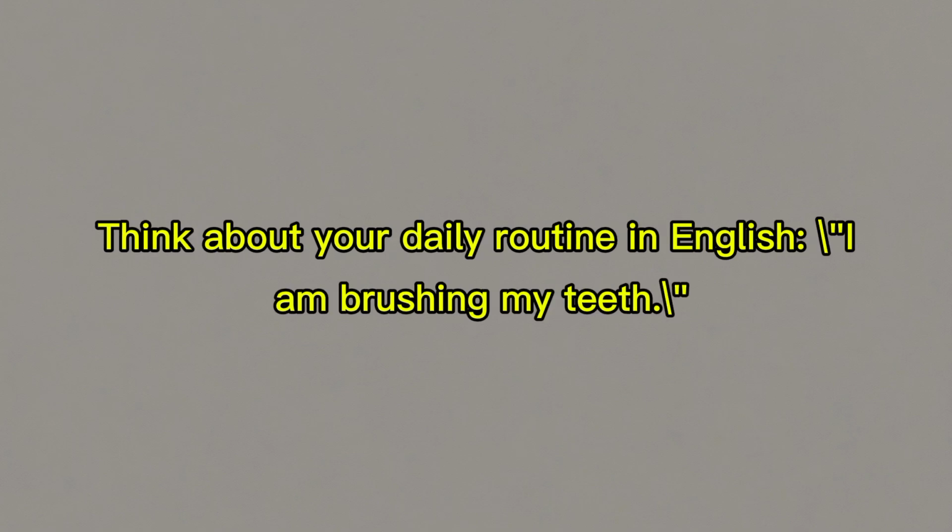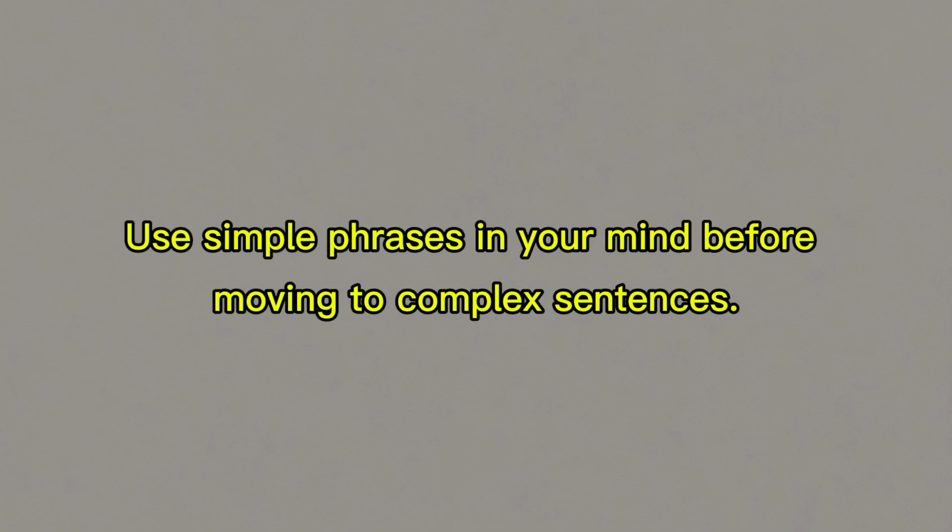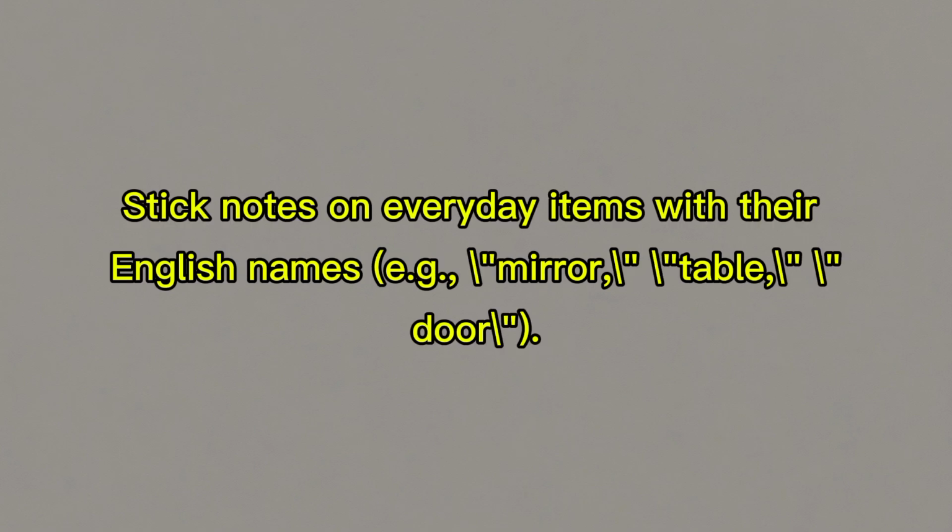I see a blue car. Think about your daily routine in English. I am brushing my teeth. Use simple phrases in your mind before moving to complex sentences. 2. Label objects in English. Stick notes on everyday items with their English names, e.g., mirror, table, door. When using them, say the word in your head: I am opening the door.